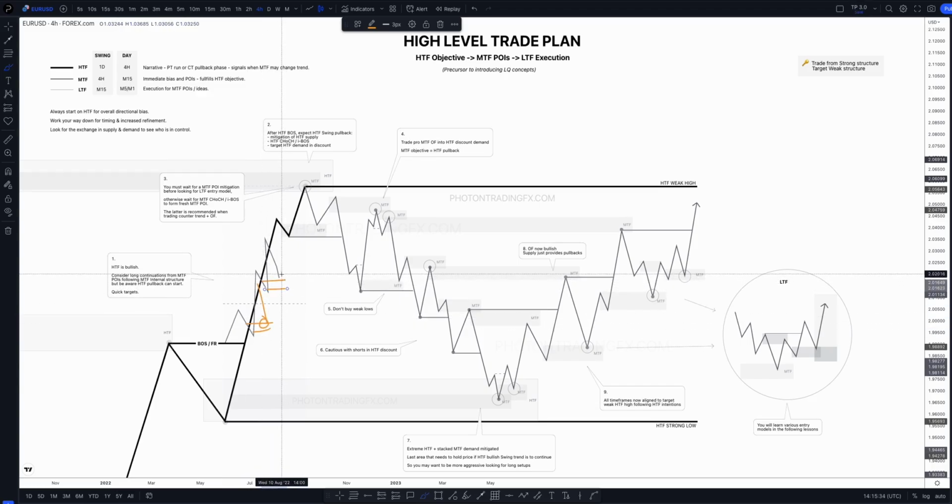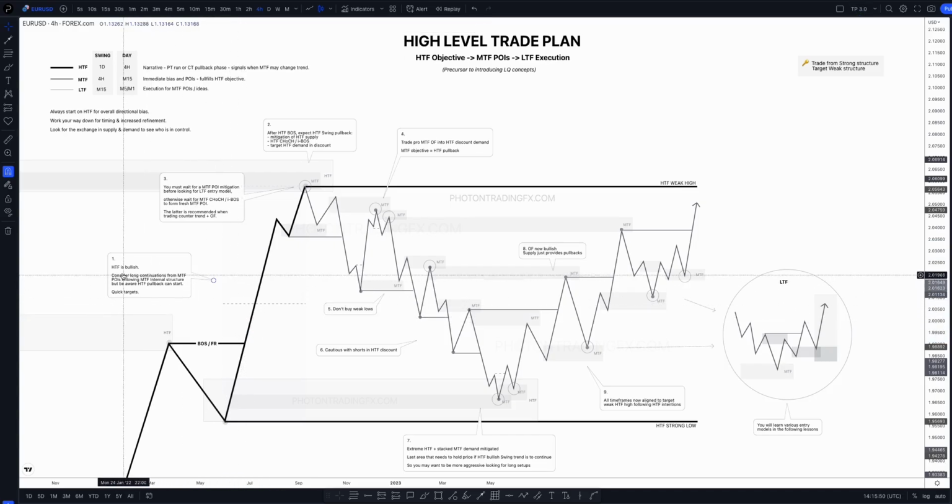There'll be M15 POIs here that we can look for longs, but we know at any point that larger swing pullback can happen on the 4-hour chart, so we have to be quick with our targets. But every time price comes into one of these POIs on the M15, what are we doing? We jump down and we quickly look on the M1 for an entry, okay? So that's what you can be doing.